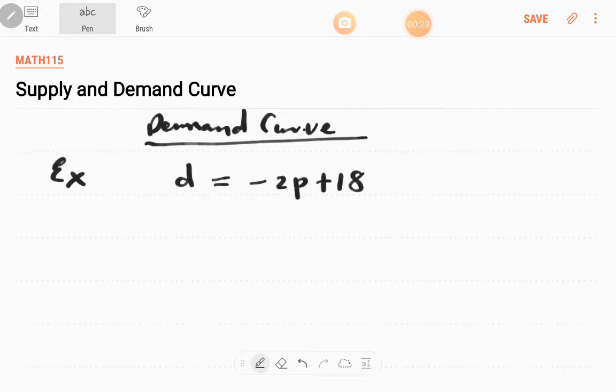Now here, where D is quantity, so the quantity demanded is D, and P is the price. Okay, so we could graph this. We could graph this equation.